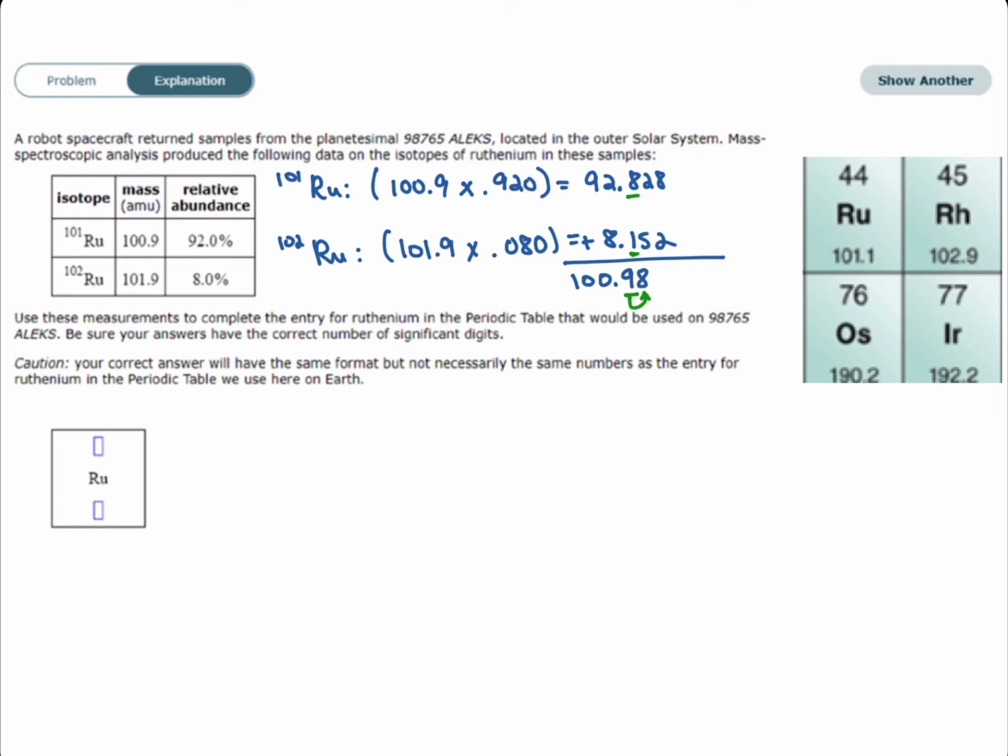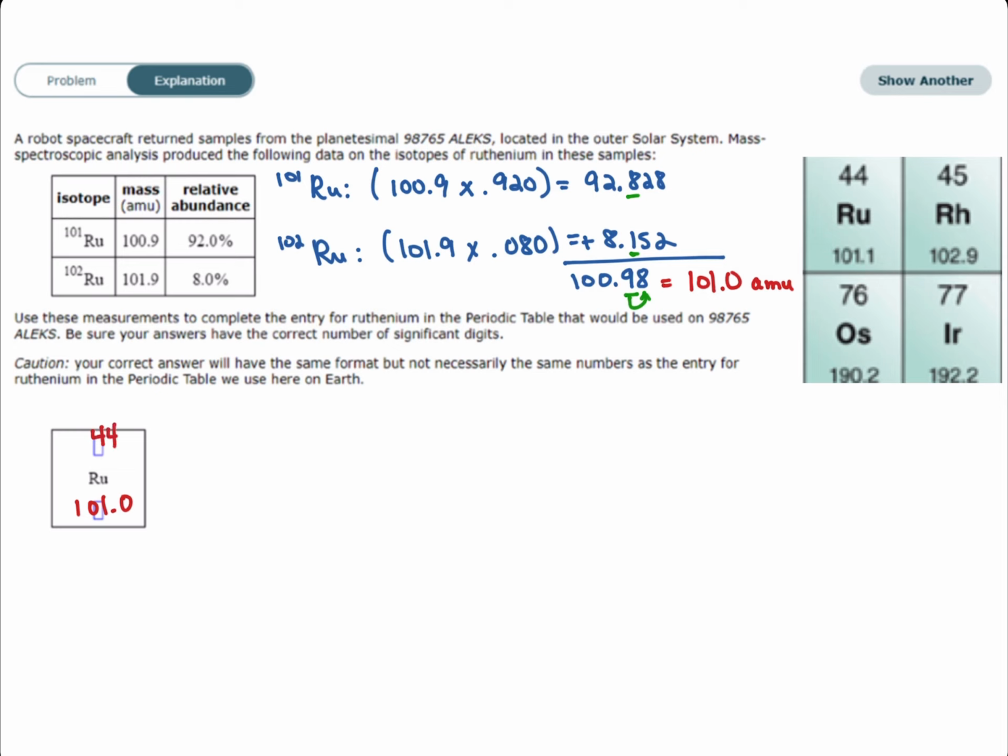I'm going to look at the number next to it. I do have to give 9 a score. So my final answer is 101.0 AMU. I have to show that 0.0 because I have to show 1 decimal place. So I'm going to go ahead and put that into the table, 101.0, and the atomic number for Ru is 44.